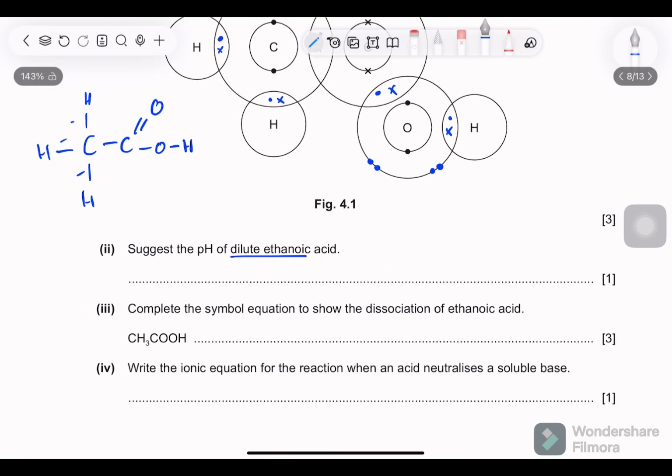Suggest the pH of dilute ethanoic acid. We know that this is a weak acid. What is the reason behind this, and what is the definition of a weak acid? It undergoes partial dissociation of H plus ions in aqueous solution. So that is a weak acid. And here it is already dilute, so the pH will be very near to the neutral pH. We can write 5.